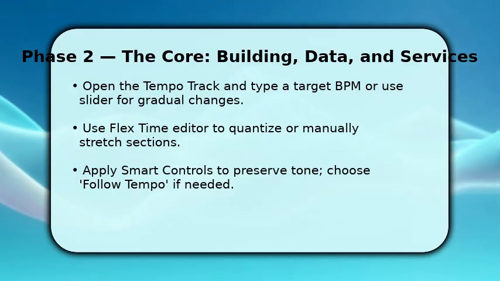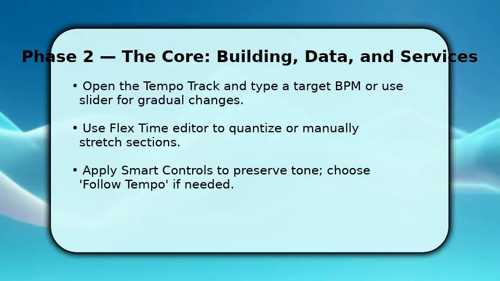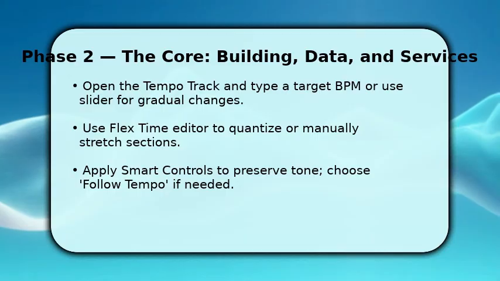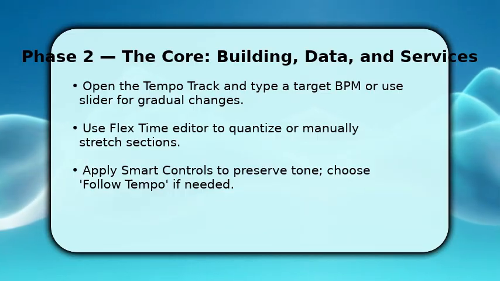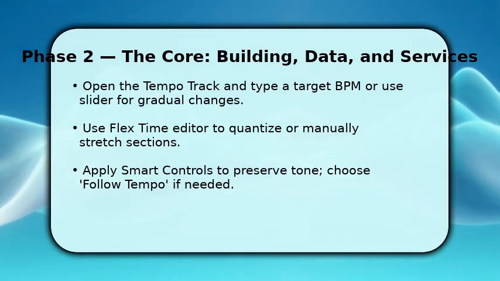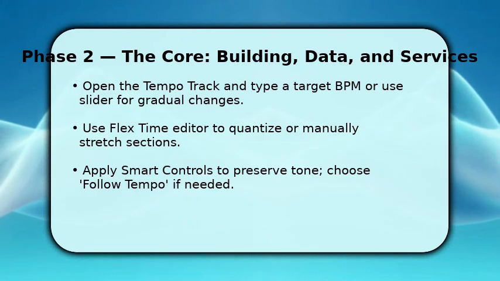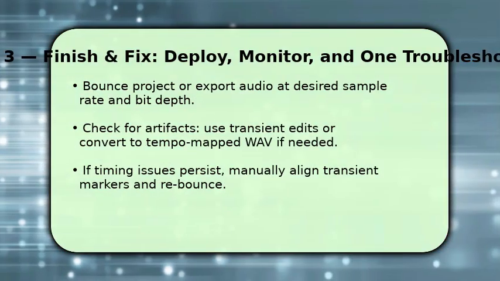Make sure each audio region is set to follow project tempo if you want automatic stretching. Also check smart controls. Some plugins react poorly to time changes, so adjust format or preserve pitch options to keep tone natural. To finish, listen through the whole track and export at the correct sample rate and bit depth.